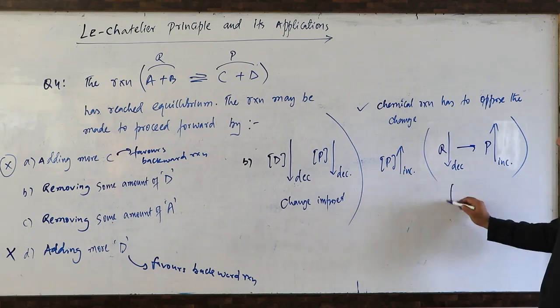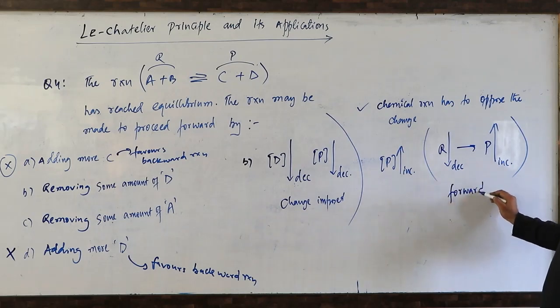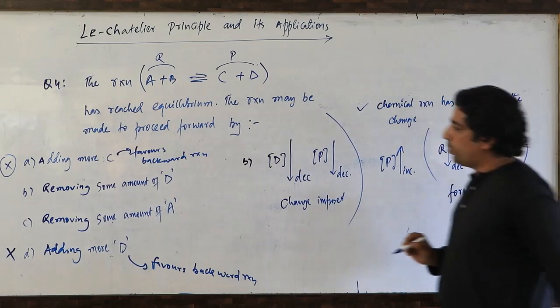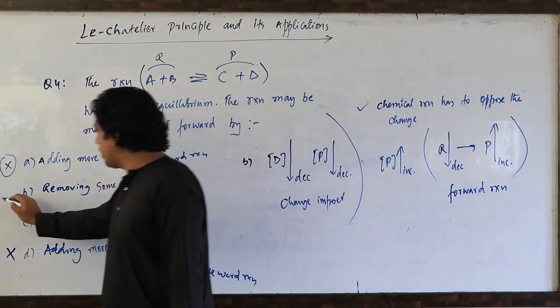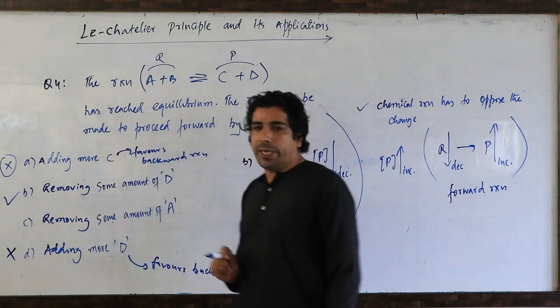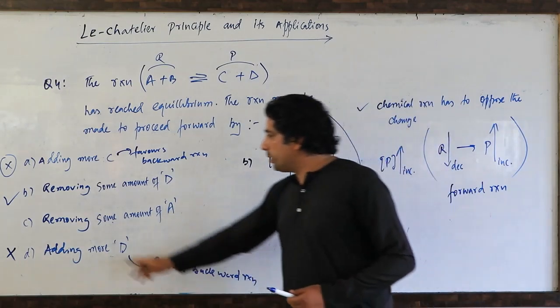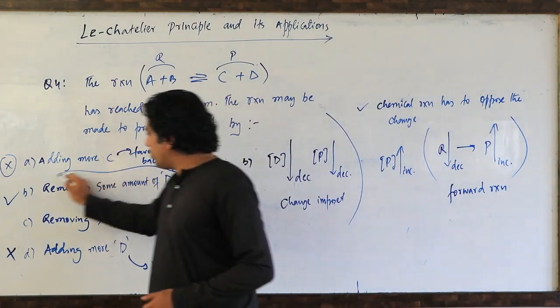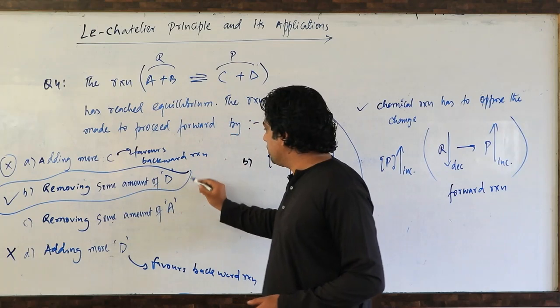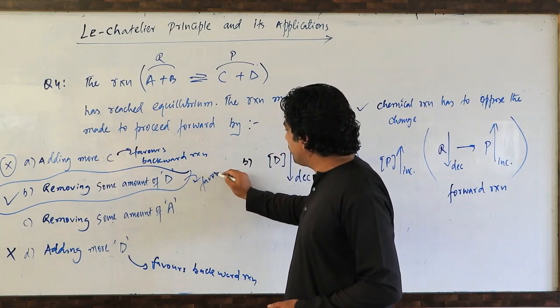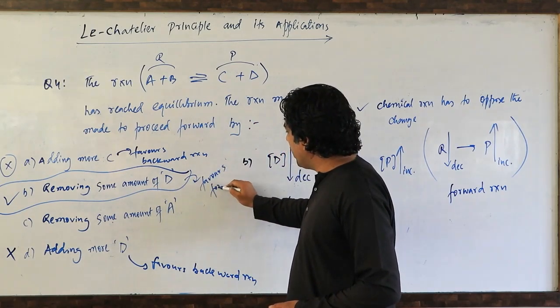So which reaction is this? This is a forward reaction. So your answer is which option now? B option is your answer, my dear friends. Now if you want to concentrate on C option, so this option is our answer. It favors forward reaction.